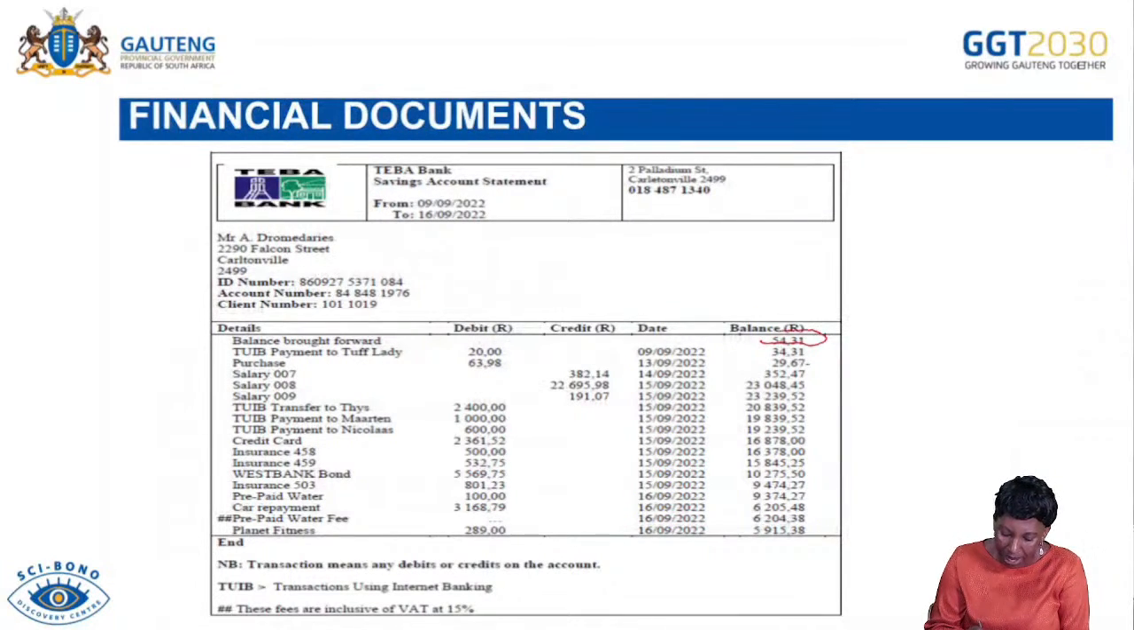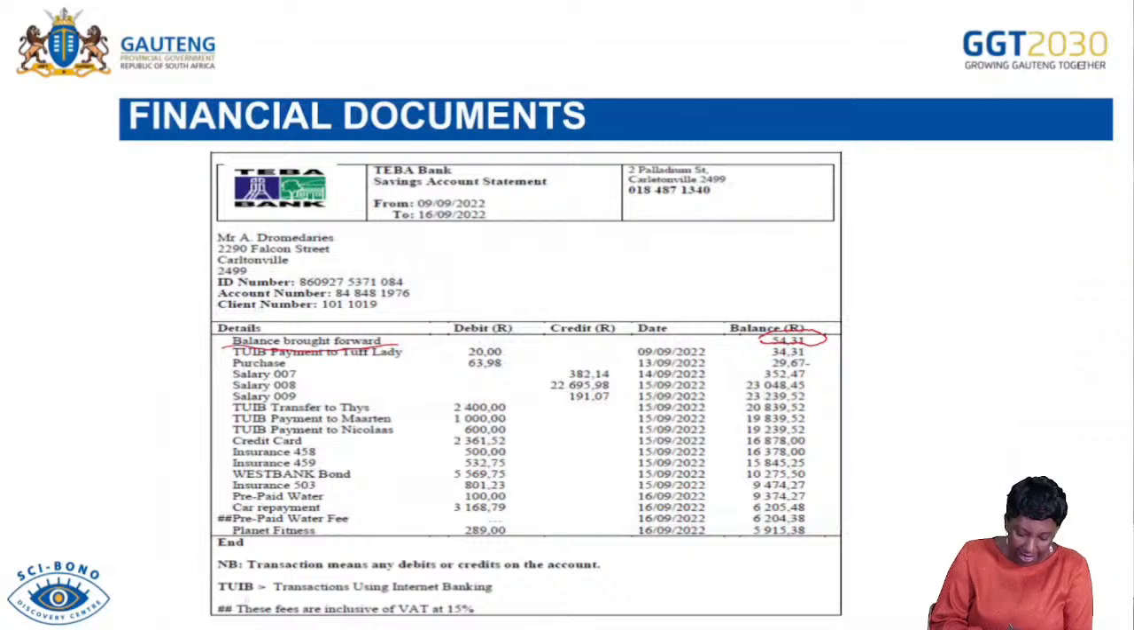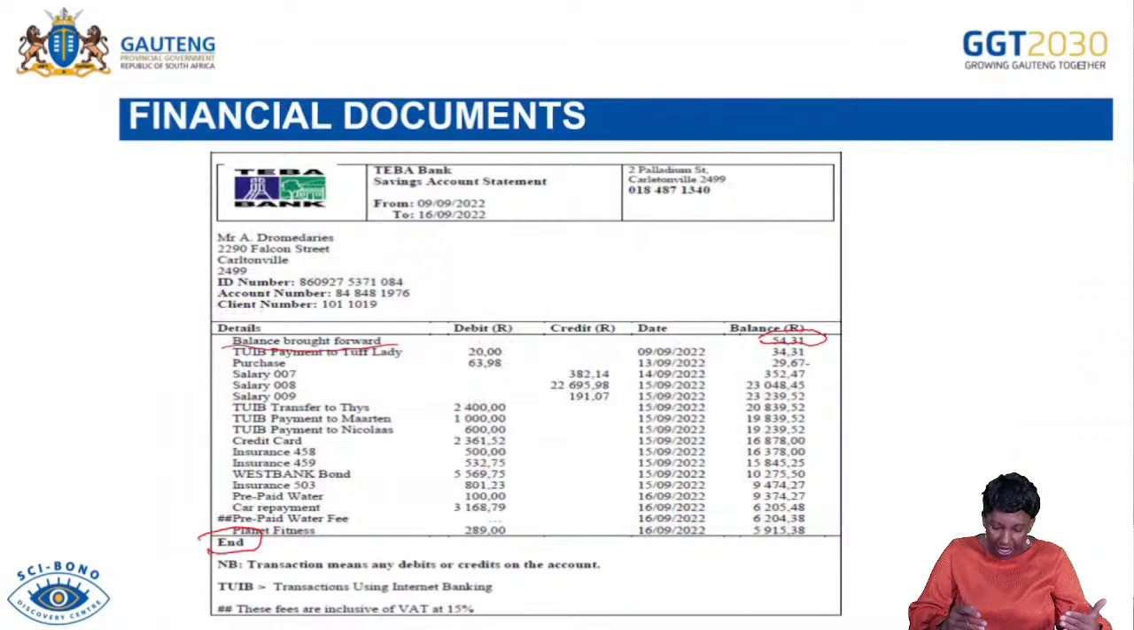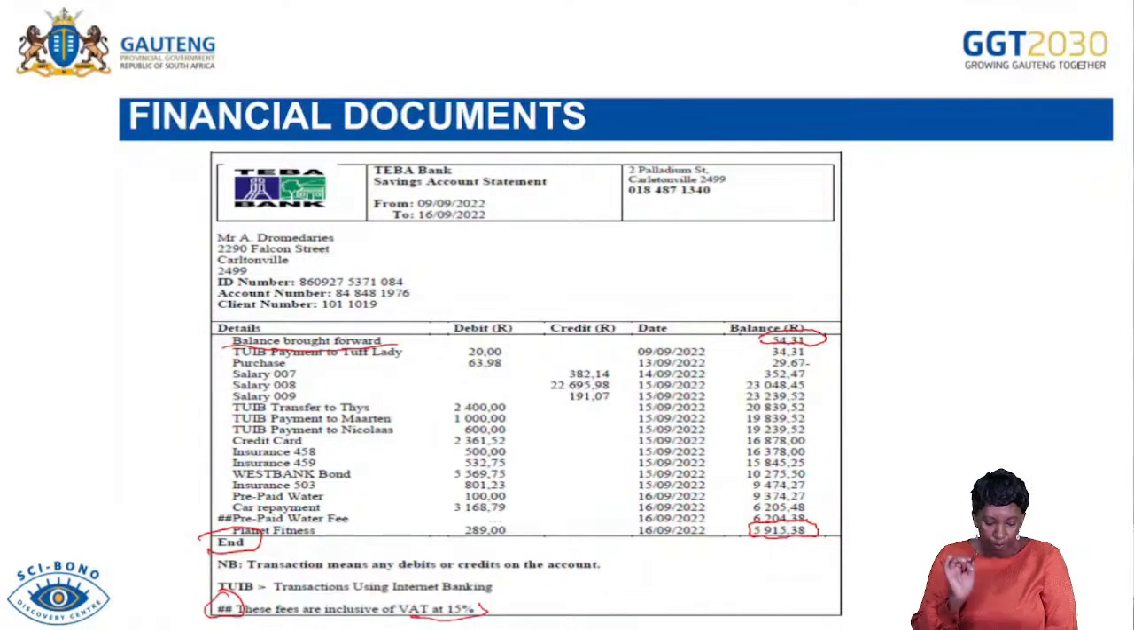We have the opening balance. As you can see, they can either say opening balance or the balance brought forward. And then at the end here, it says end, meaning the statement ends there. And then what was my closing balance when they ended here? This was the closing balance. And then they even tell you, can you see now, they indicate that these fees are inclusive of 15%. And then the transactions means annual.